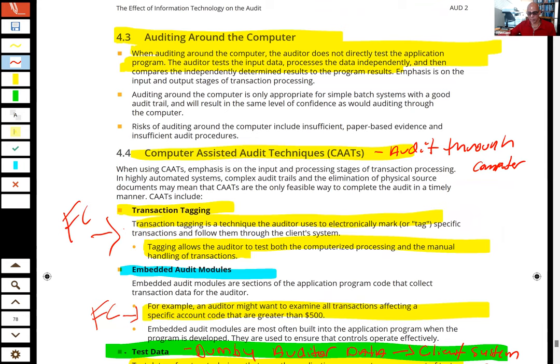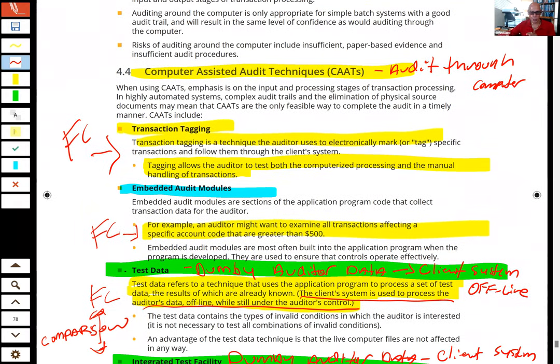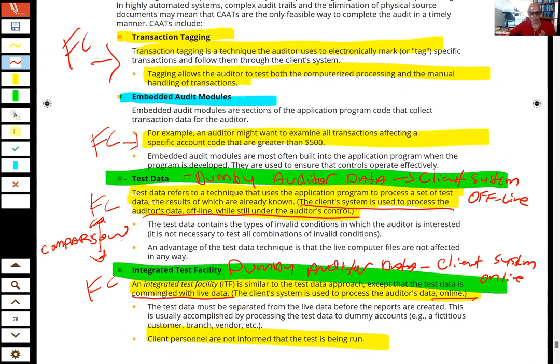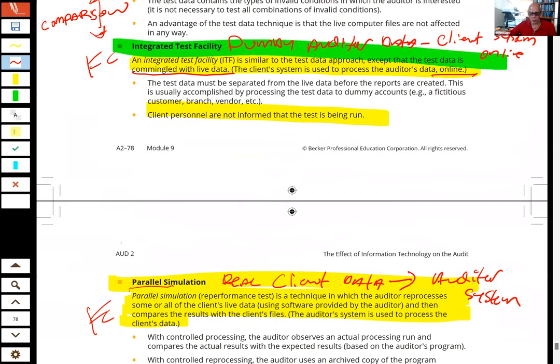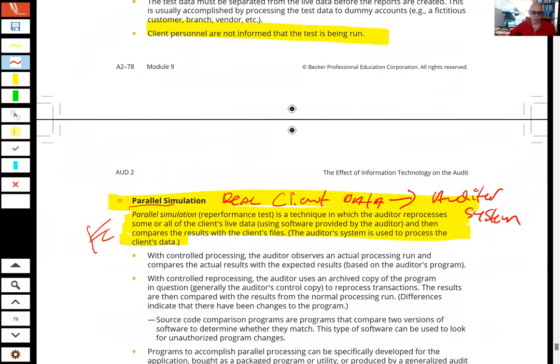Transaction tagging, put an electronic tag on a transaction, follow it through the client system. Embedded audit module, going to sit there and save off certain transactions. Test data versus integrated test facility. Test data is dummy auditor data in the client system offline versus integrated, dummy auditor data in the client system online. And the big deal there is seeing how the client's personnel interact. And then parallel simulation is the real client data being run on the auditor system to see if the auditor system generates the same answer as what the client system came up with.